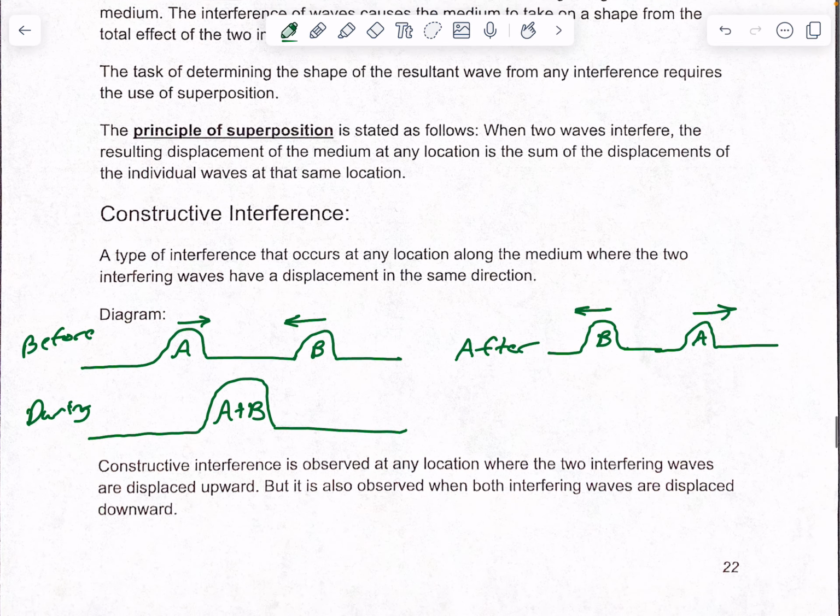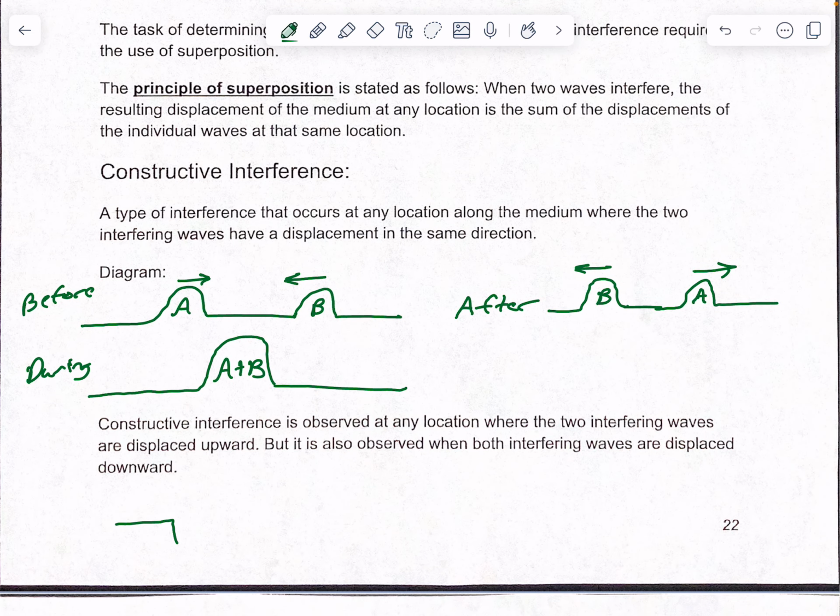Now, it doesn't always have to be a crest. Let's say wave A is a trough, and wave B is a trough. Wave A is heading towards wave B, and wave B is heading towards wave A. Once they meet in the middle, they're both negative, both troughs, so it's going to make an even bigger trough. So A plus B. Then they would go back to the way they were, so B would go back to its normal size and keep going, and A would go back to its normal size and keep going. This is more importantly just to show you that just because it's a trough, it can still be constructive. Everybody associates a trough with being negative, and so they think there's no way that can be constructive. Well, if you have a negative and a negative making it even more negative, that would be considered constructive.